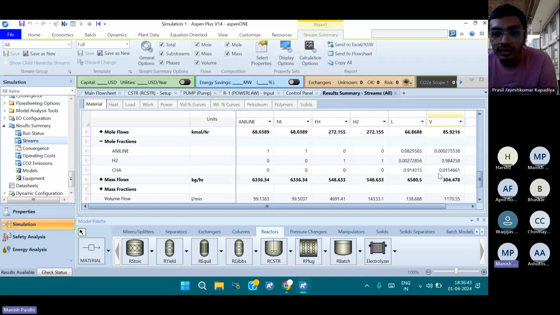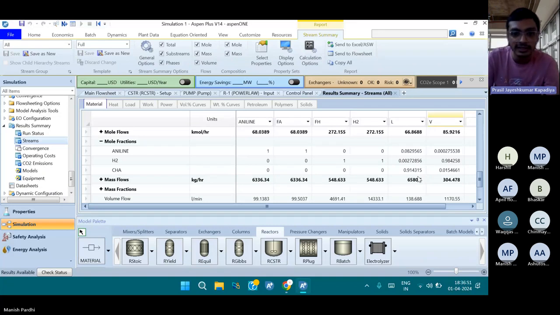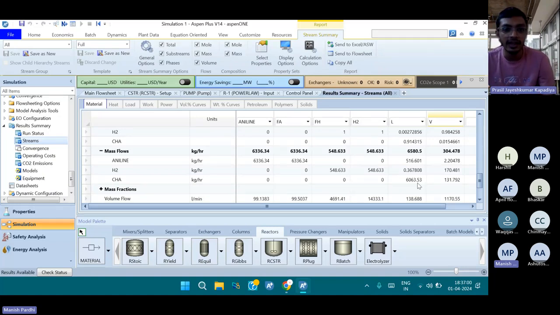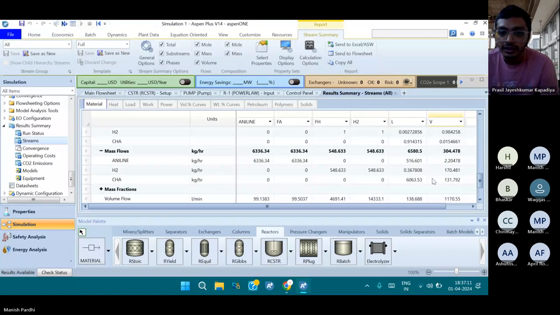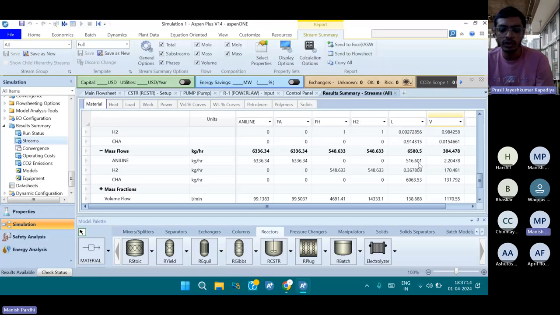Okay, I have a question. Can you go to mass flow rate? I just want to compare it with respect to mass flow rate. So we are seeing aniline was 6336 kg per hour and almost 500 kg per hour is unreacted. Right. So can we do something? Can we play with some parameters and increase this mole fraction from 91 to say 95%? Can we do that?